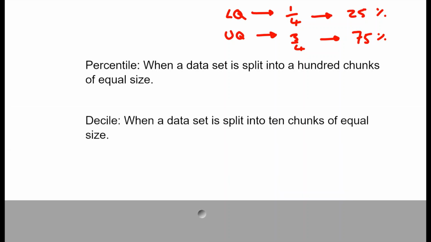Now, on top of that, we have these things called deciles. This is just where the data set is split up into 10 equal chunks. So it's a very similar idea. We just want to see how far into our data we need to go.